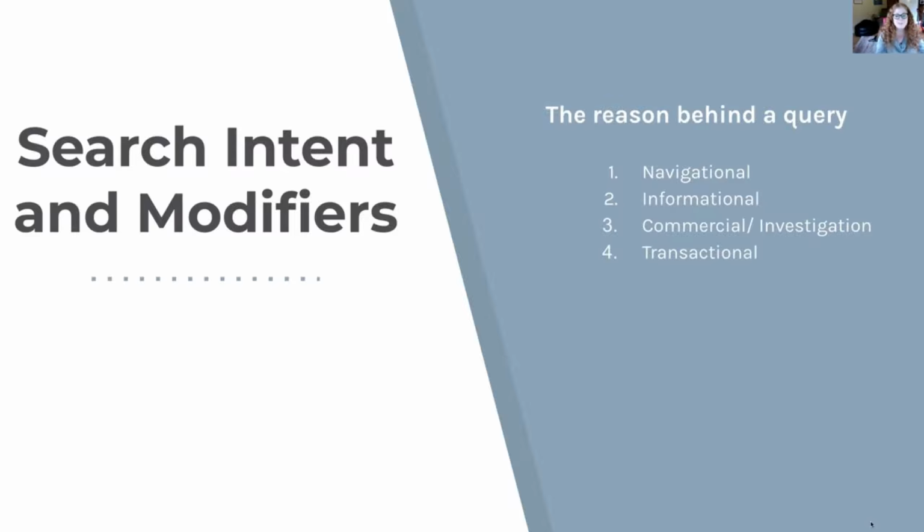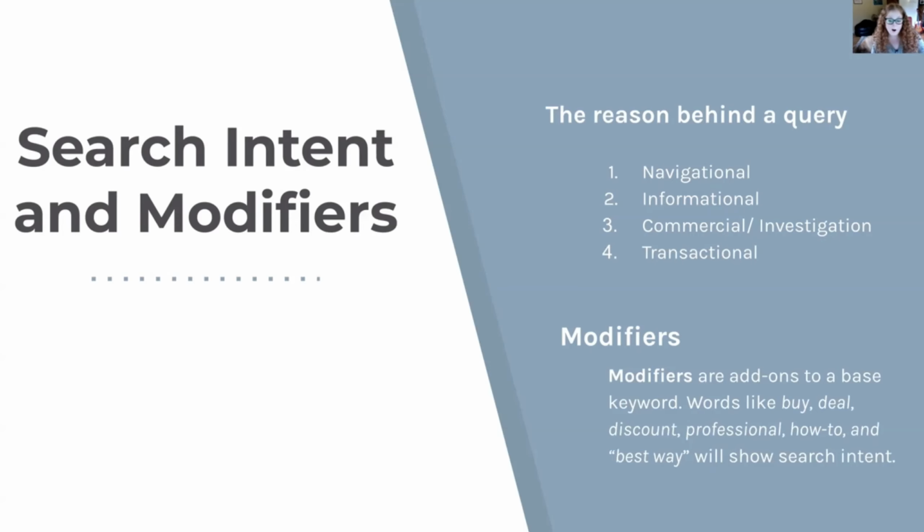And then you have commercial investigation and transactional. If I have hiking as my keyword, I'm going to have modifiers, like where to find, how to, what are. Modifiers are things that add on to your keyword. And you can have transactional, the words buy, deal, discount are all part of a keyword. Buy hiking shoes, right? The buy is the modifier, that's transactional.